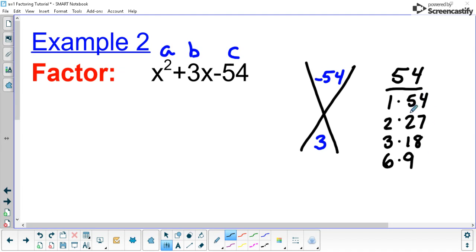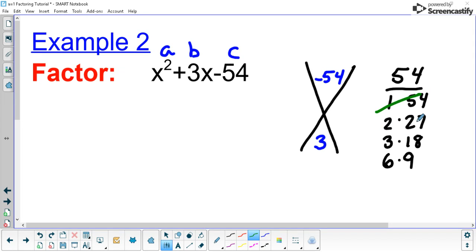So if we look, we're trying to find out what two numbers here are going to add or subtract to get a 3. So if we go through our list here, 1 times 54, well, those definitely don't add up to get 3. And they certainly don't subtract because 54 minus 1 would be 53. That's not going to work.